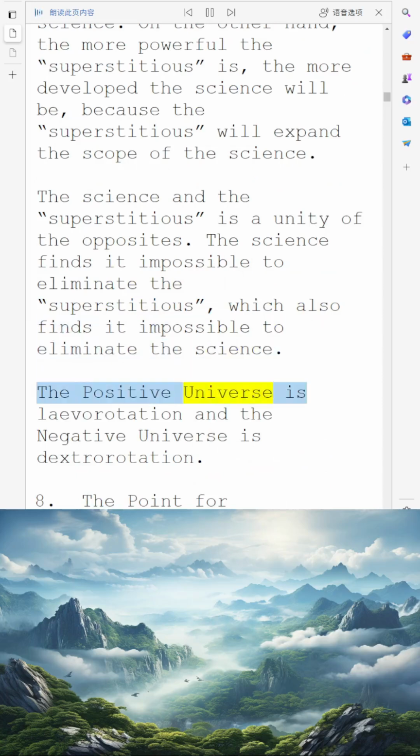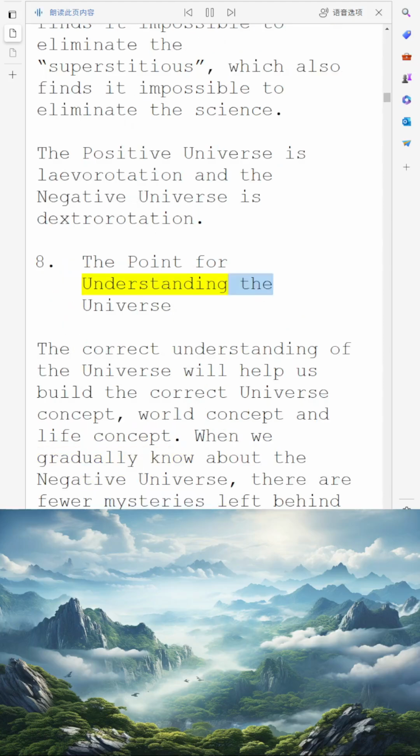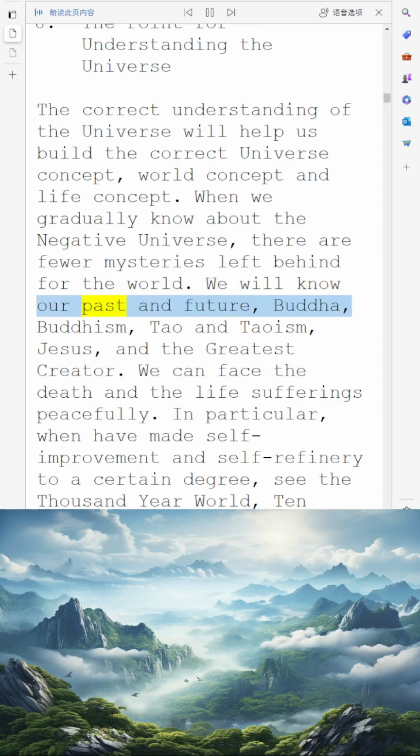The positive universe is levorotation and the negative universe is dextrorotation. The point for understanding the universe: the correct understanding of the universe will help us build the correct universe concept, world concept, and life concept. When we gradually know about the negative universe, there are fewer mysteries left behind for the world. We will know our past and future, Buddha, Buddhism, Tao and Taoism, Jesus, and the greatest creator. We can face the death and the life sufferings peacefully.